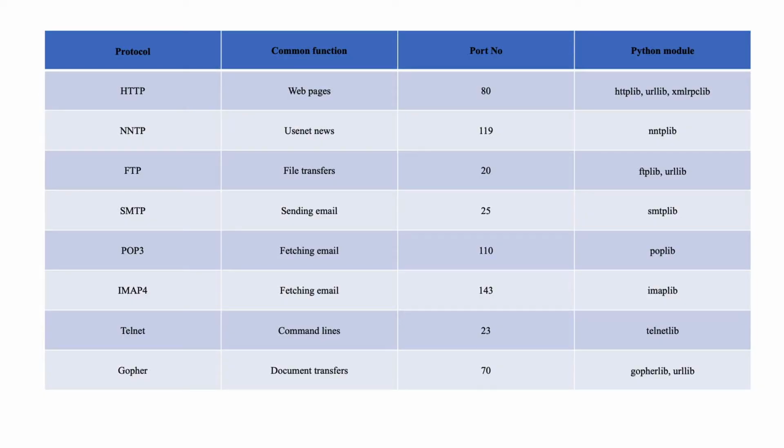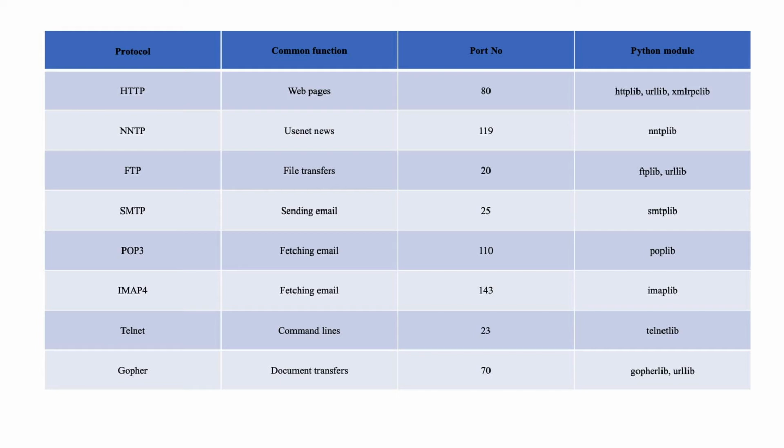Let us see some important modules in Python network or internet programming. The first protocol is HTTP. It is used for web pages. The port number is 80 and modules are httplib, urllib, xmlrpclib, and for NNTP it is Usenet News. The port number is 119 and the module is nntplib. FTP file transfer 20, ftplib and urllib.